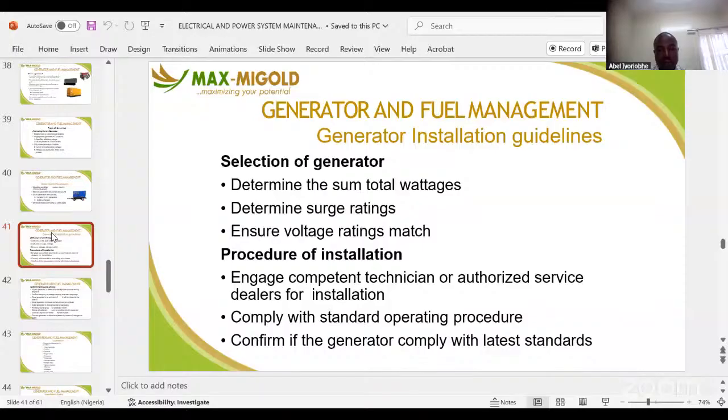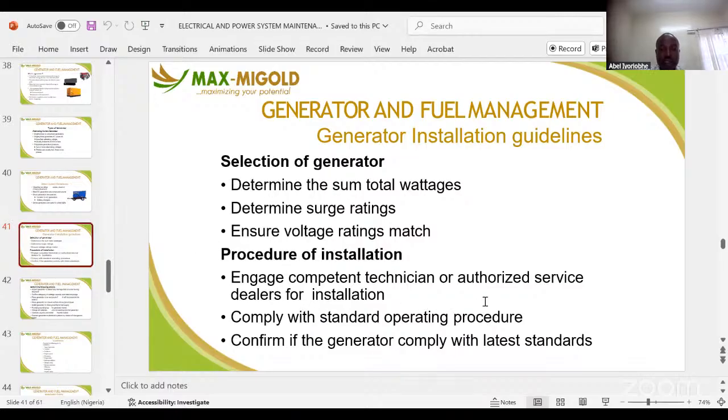So we have a voltage rating in this part of the world, between 200 and 240. When you are selecting a generator for your client or your customer, you ensure that it can work with the type of voltage that we have here in Nigeria. Anything outside that, we don't recommend it.